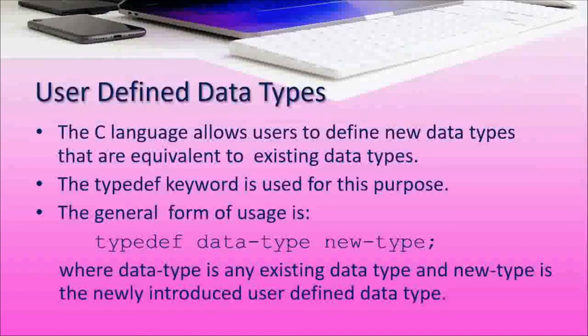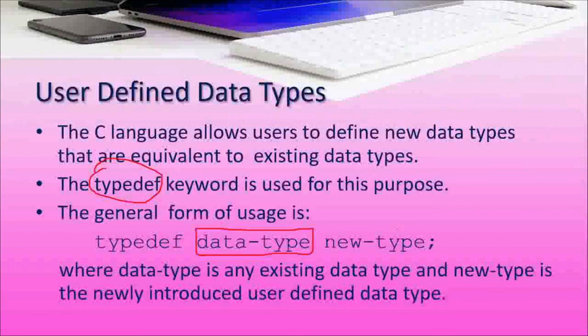That is it. For that, we use the keyword typedef. Typedef is used for this purpose, and the general form of usage is typedef data type new type. The data type is a data type that is available in C. This data type can be any data type available in C, including structure. So even if we use a structure data type, that can also be used here using typedef. The new type can be a new name for that particular data type.